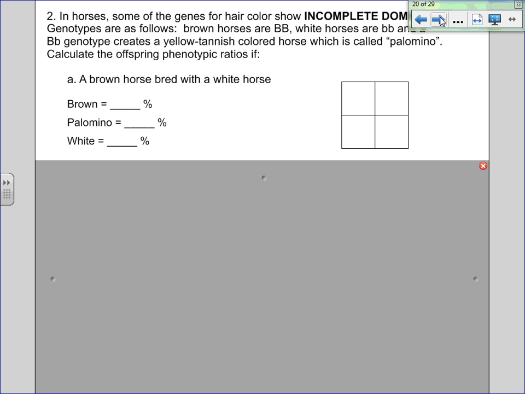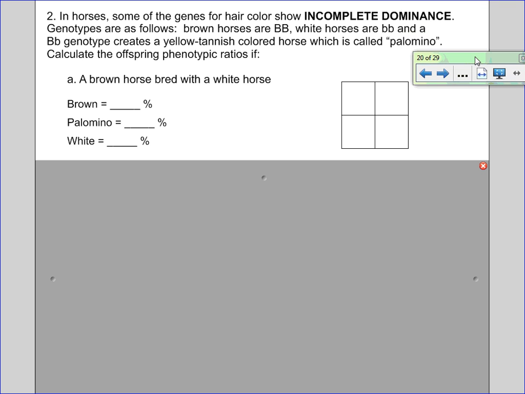Right? Now, there are some questions that you can answer that will help you see if you understand incomplete dominance. So, question two on the paper that you have says, horses, some gene for hair color show incomplete dominance. And the genotype is found. Brown horses are big B, big B. White horses are little b, little b. And a big B, little b genotype creates a yellow, reddish color. You want to calculate the offspring phenotype ratio data, and then it gives you three different matings.